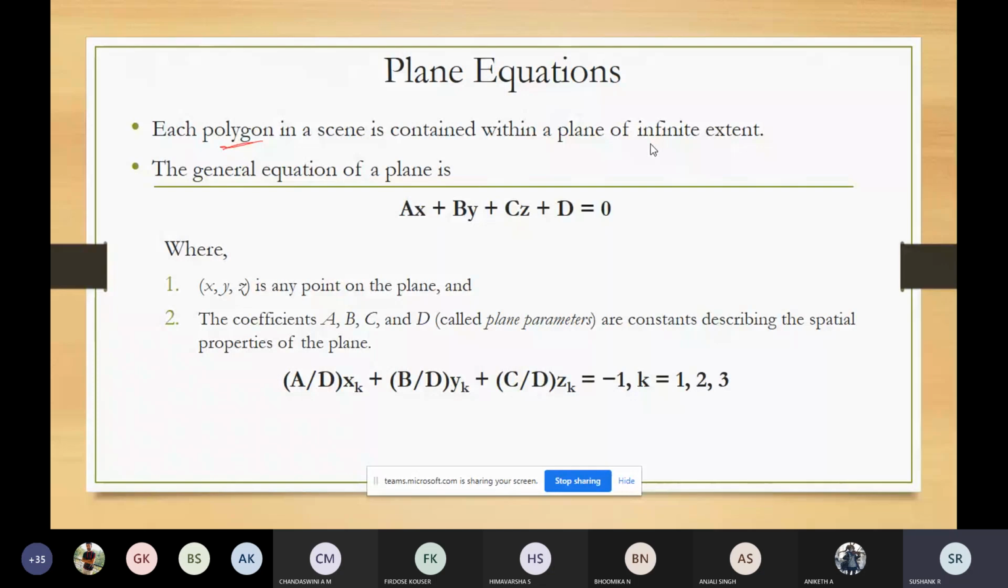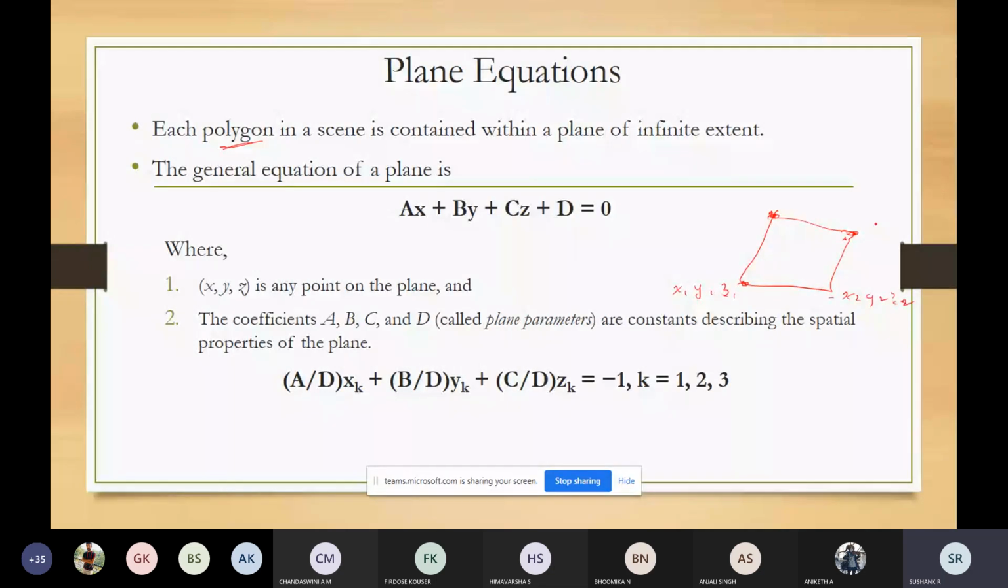So what is the general equation of the plane? The general equation of the plane is given by ax + by + cz + d = 0. From this, we know that x, y, and z are the points. They are the coordinate points like x1, y1, z1, x2, y2, z2.